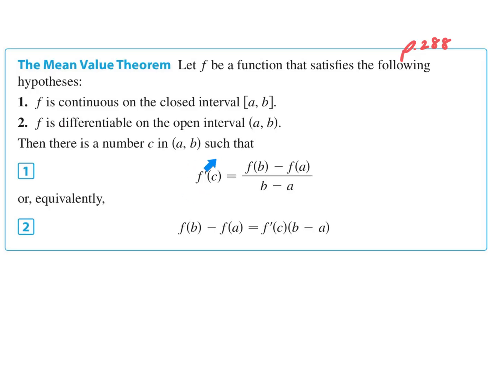Now, what this is saying is, this is the slope of the tangent line. That's the first derivative. Okay? And then this is just the regular slope.